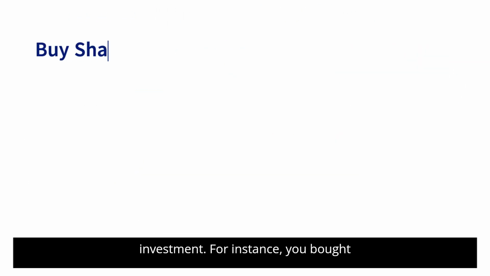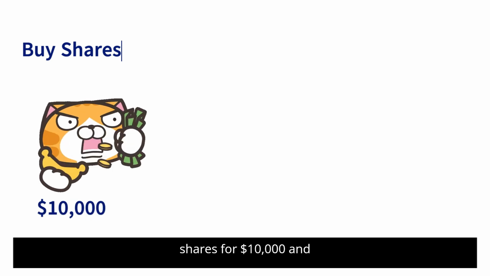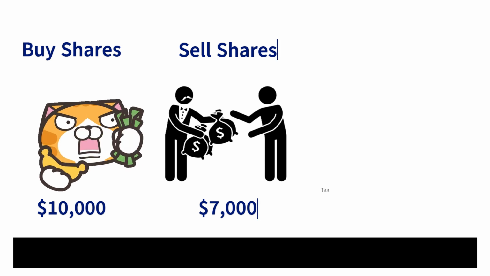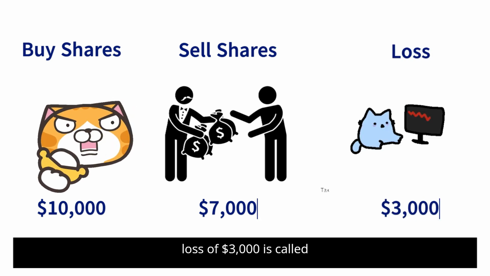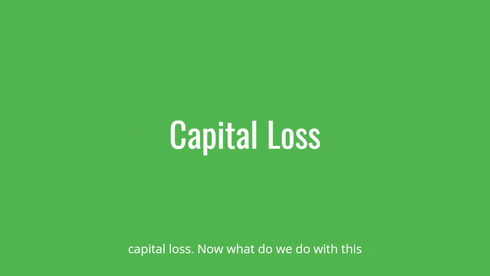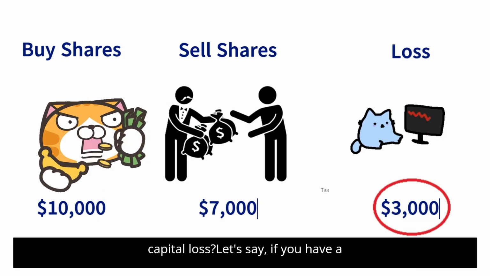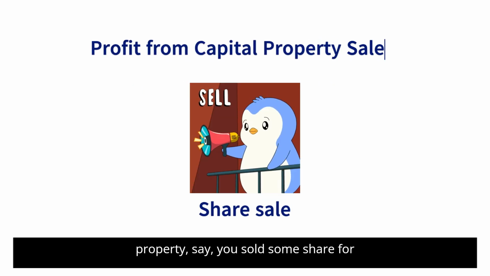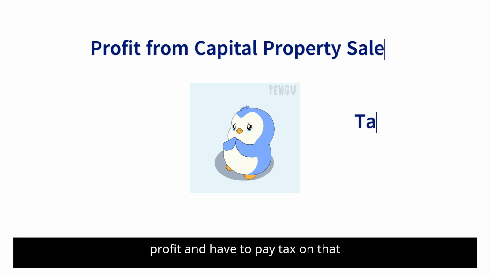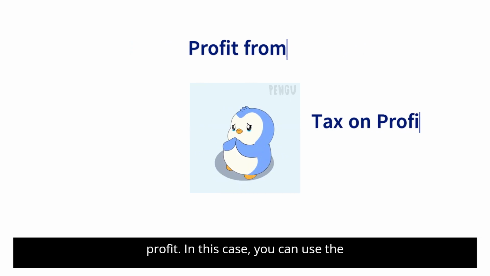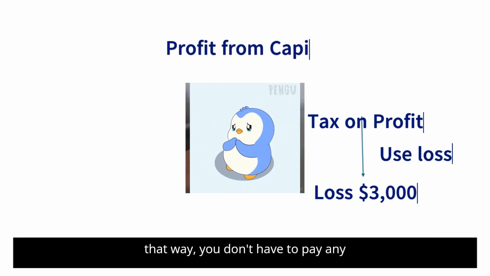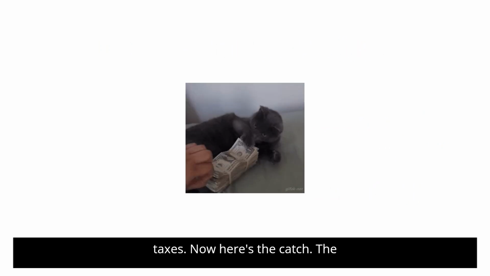For instance, you bought shares for $10,000 and sold them later for $7,000. The loss of $3,000 is called capital loss. Now what do we do with this capital loss? Let's say, if you have a profit by selling another capital property, say, you sold some share for profit, and have to pay tax on that profit. In this case, you can use the capital loss to reduce the profit, and that way, you don't have to pay any taxes.